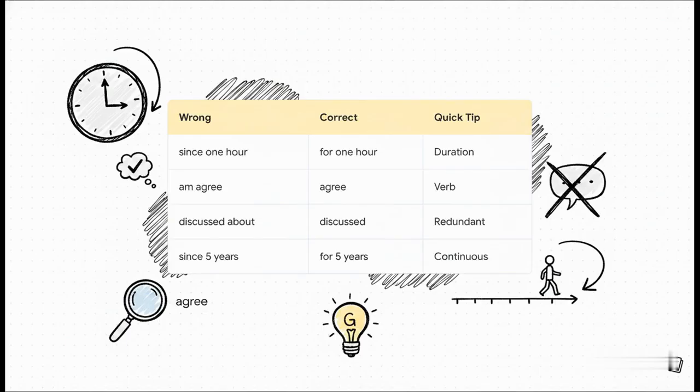Simple. Then we discussed about the problem. To a native speaker, the word discuss already means talk about. So saying discussed about sounds totally redundant, like saying talked about. Just drop it. Say, we discussed the problem. Finally, I am living here since 5 years. For an ongoing situation plus a duration, we use the present perfect continuous and for. So it becomes, I have been living here for 5 years.